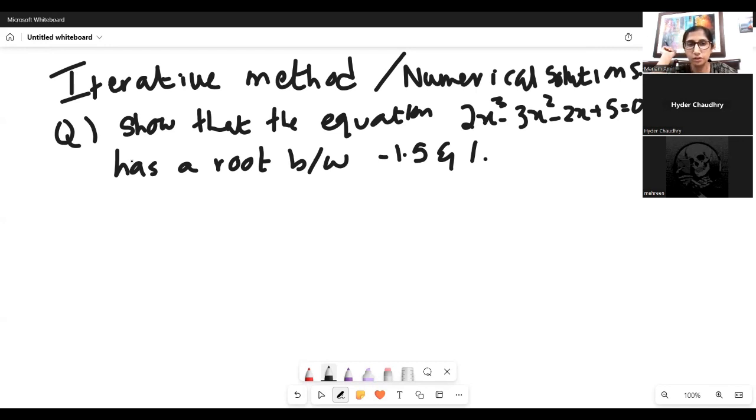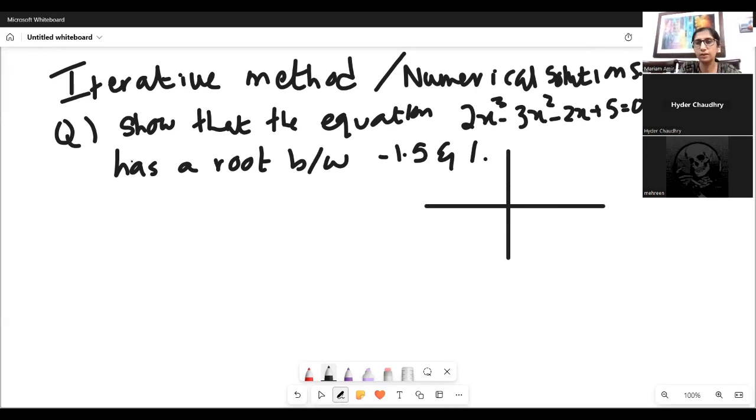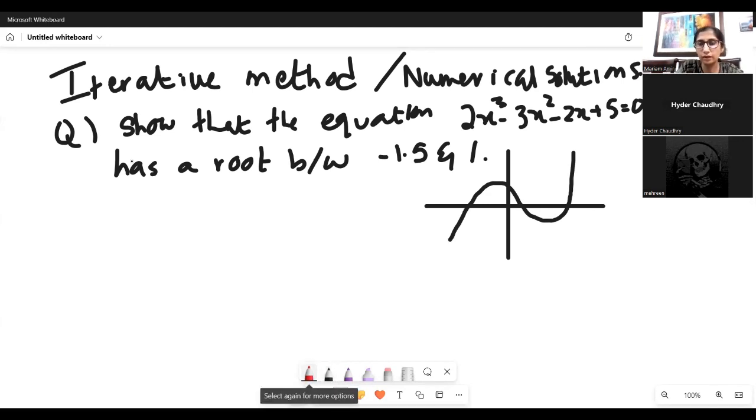The root of an equation is where the curve cuts the x-axis. So let's say that's a cubic curve. Maybe it will cut the x-axis at 3 points, like this. They're saying that you have to prove that one of the roots, let's say this one, is lying between 1 and minus 1.5.